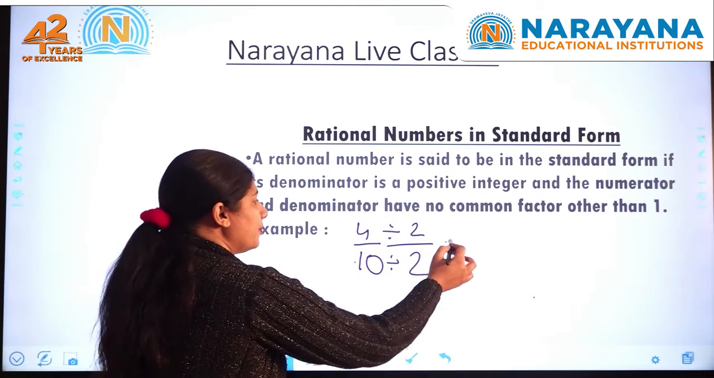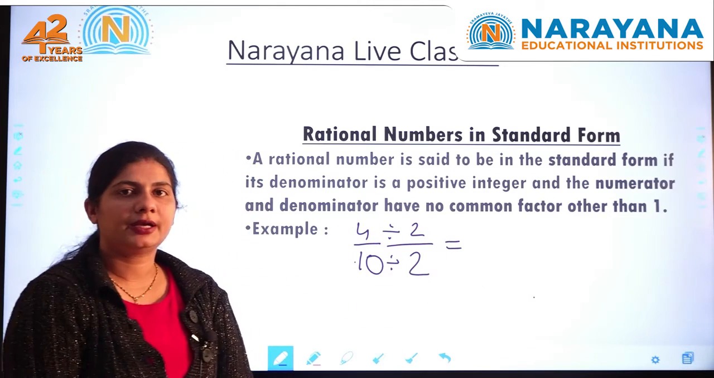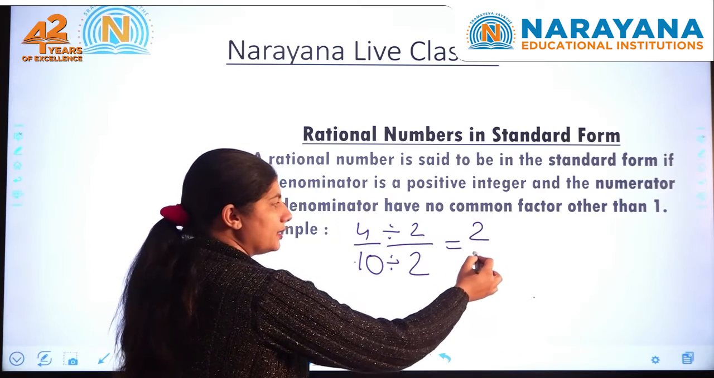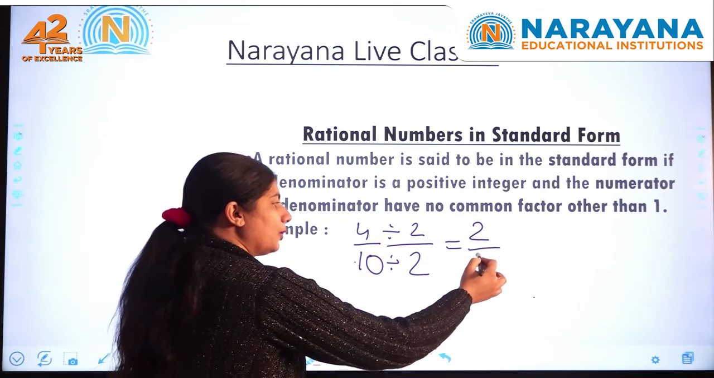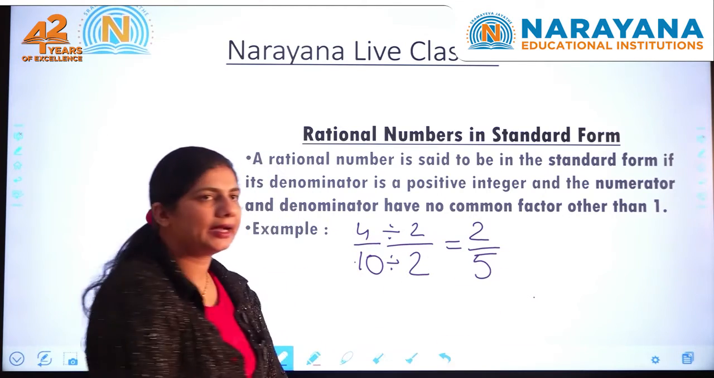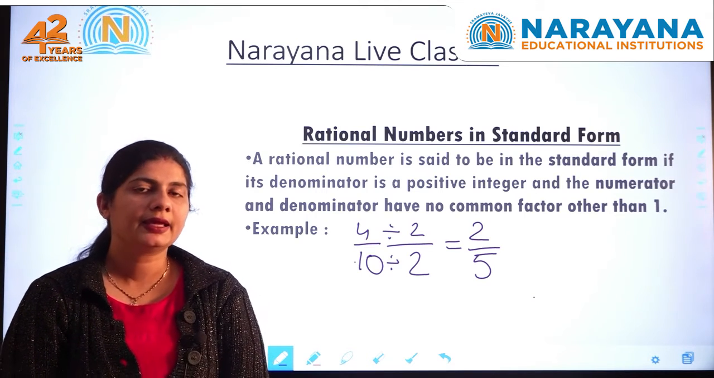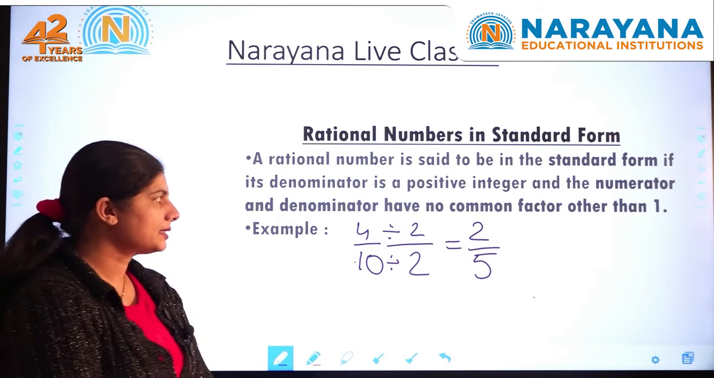If I divide both the numerator and the denominator by the common factor, what do I get? 4 divided by 2 is 2. 10 divided by 2 is 5. I'll get 2 by 5. Now, just see.